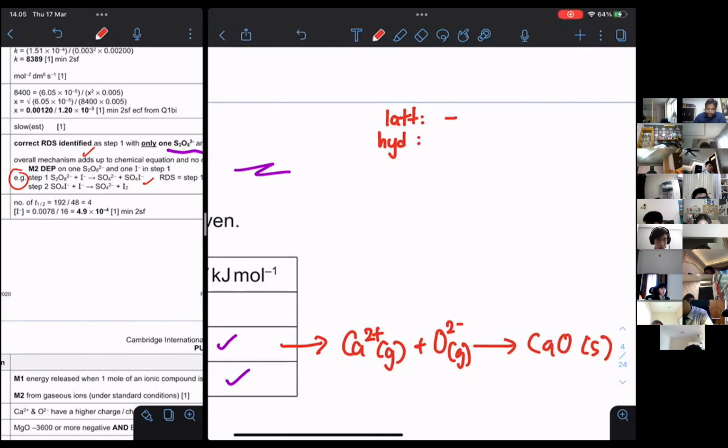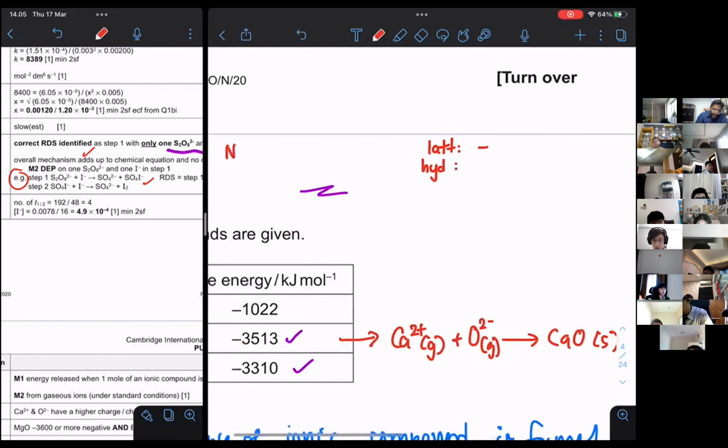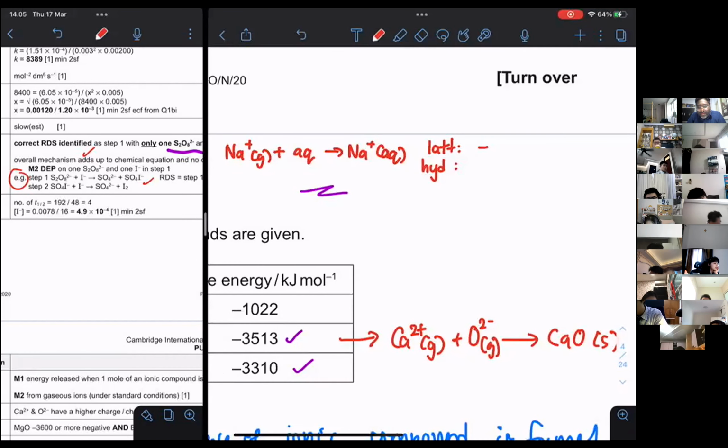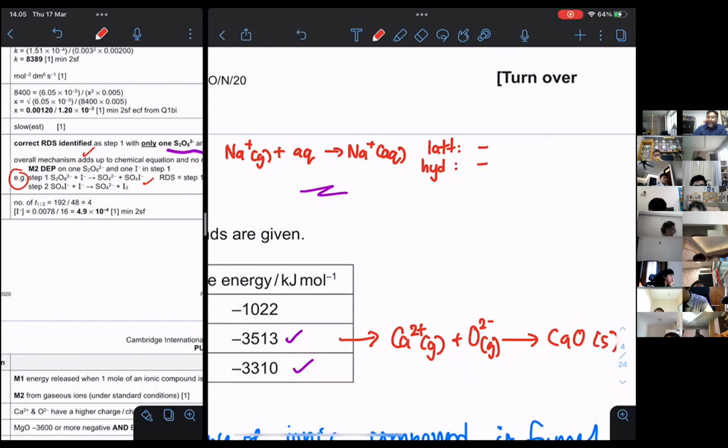Hydration is going to be, you have Na+ gas joining with water to give you Na+ aqueous. That is hydration, right? So you see, it is forming bonds with water molecules, so this is going to be bond formation. Hydration is always going to be negative. Please remember that. It cannot be both. It must be negative.